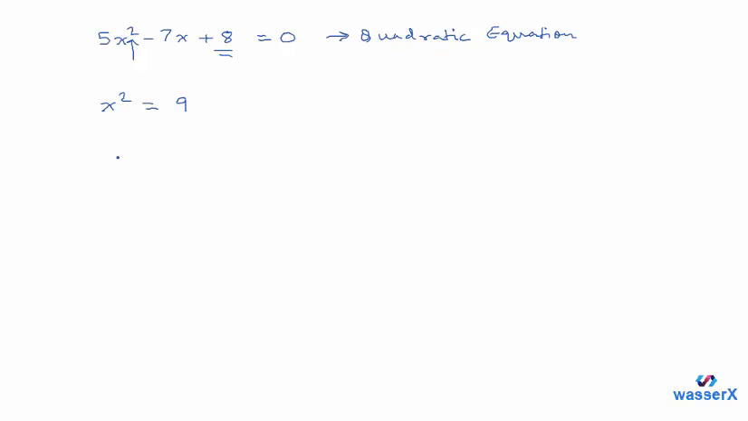So we could say the general form of a quadratic equation is ax squared plus bx plus c is equal to 0, where a, b and c are constants and a cannot be equal to 0, because if a is equal to 0, you won't have a term in x squared. 0 times x squared will give you a 0 over here. So this will transform into a linear equation.